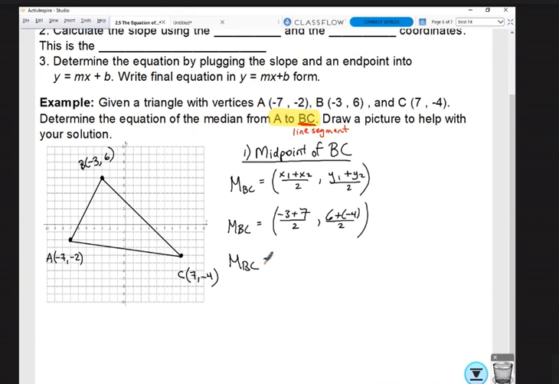M of BC. Pause. No more risks. -3 plus 7. 4 over 2. Lovely. 2 over 2. Okay. The midpoint of BC is 2, 1.